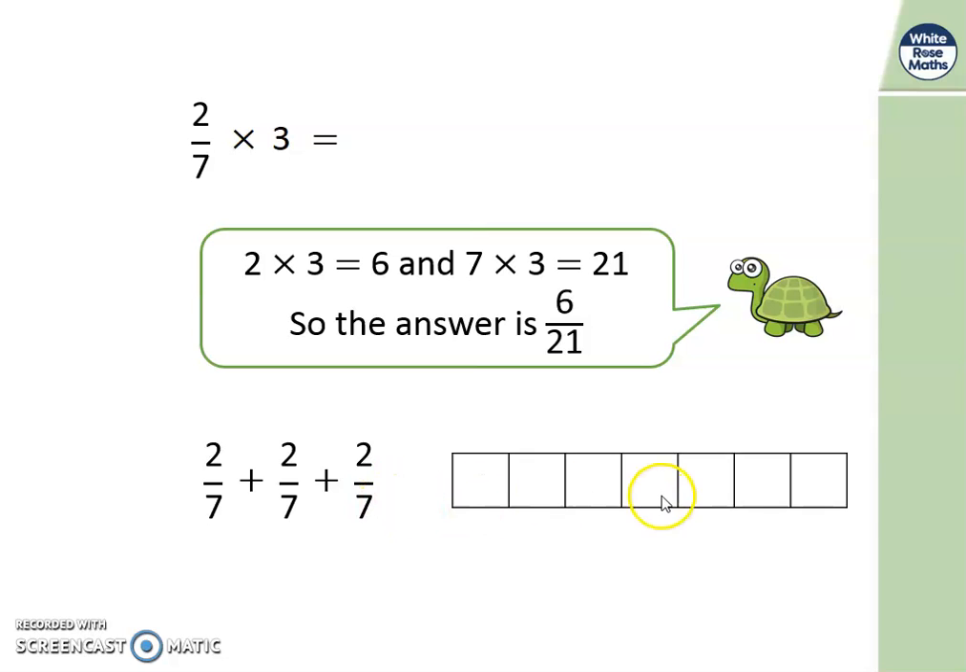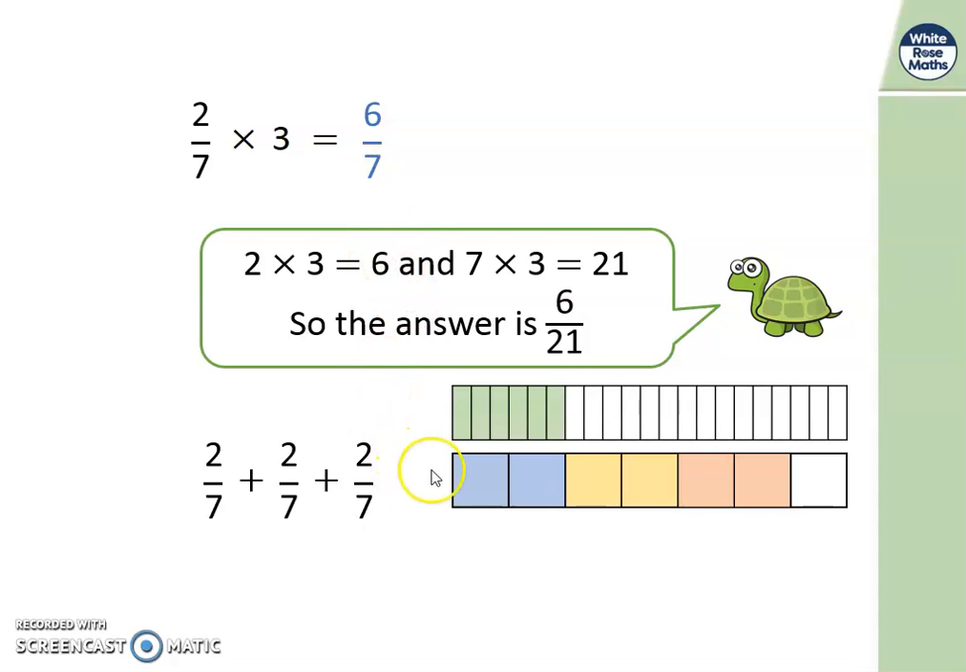Let's draw it out. Well, here are our 7 pieces in a whole one, and let's put on 2 of those 7s. Let's put on these 2/7. There they are. And these 2/7. There they are. As you can see, the bar has not got any bigger. The bar stays the same size. Because we're working in 7s, we don't need to change anything. So you can see here that we've got 6/7.